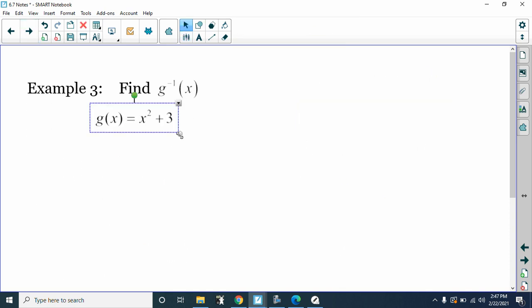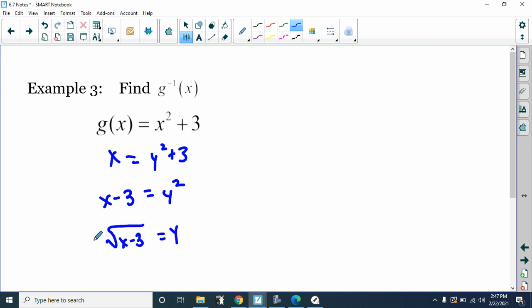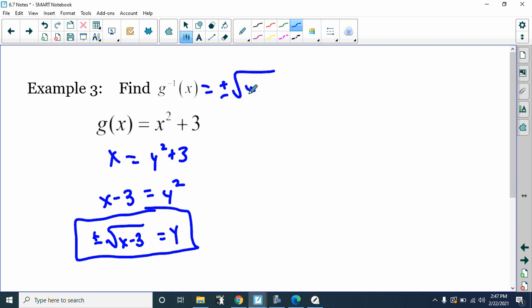Example 3 asks us to find g inverse of g of x equals x squared plus 3. We start by switching x and y. Subtract 3 from both sides. Cancel out a squared by taking the square root. Anytime you take the square root of both sides, you need plus or minus out front. G inverse of x would be equal to plus or minus the square root of x minus 3.